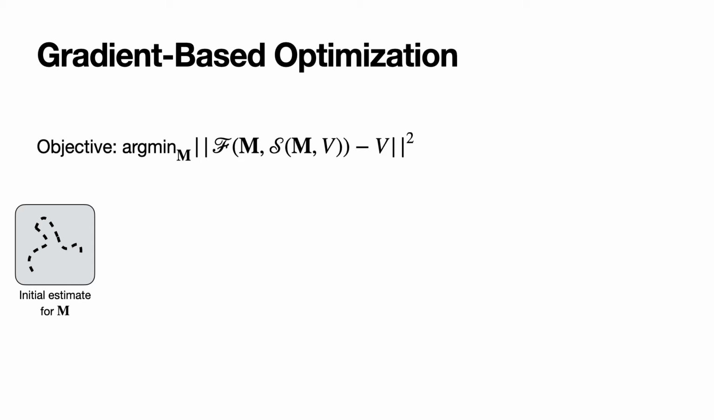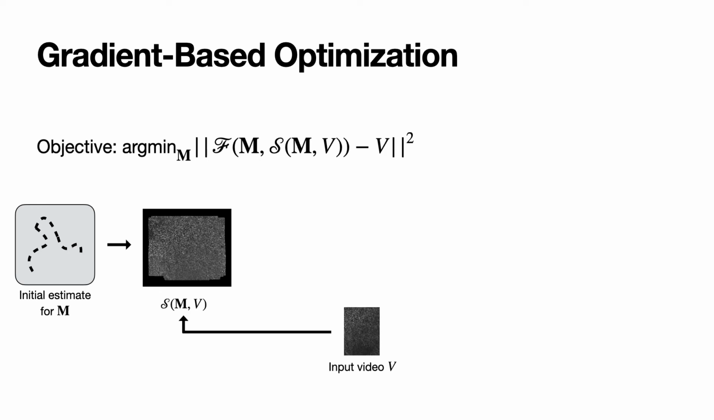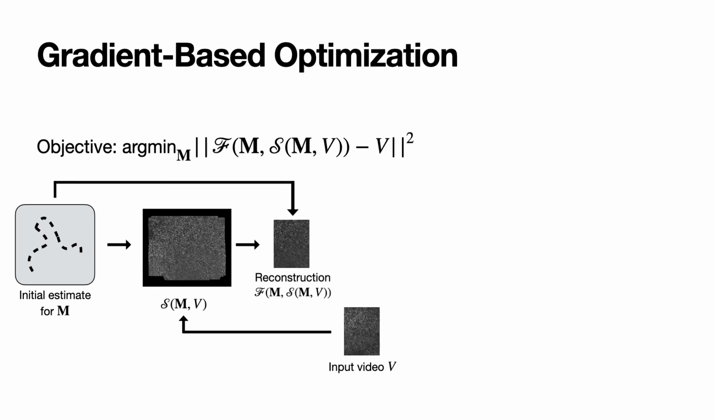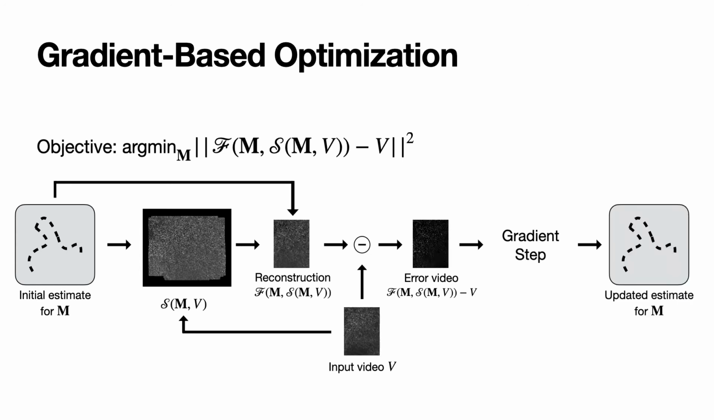We take the initial motion estimate m and input video v and generate a map estimate using the stabilization function S. Next, we reconstruct the video using the forward model and compute the error by taking the squared differences with respect to the input video. Finally, we perform a gradient step to update the motion estimate, iterating this entire process until convergence.